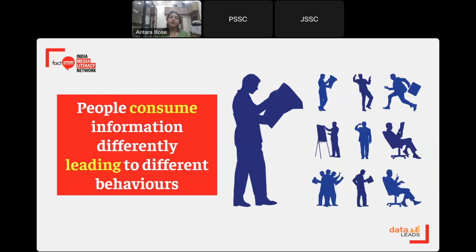But the problem is that people consume information differently, leading to different behaviors. For example, let's take: कल से lockdown लग रहा है, across my state or anybody's state. I will react to that information differently than my friend, and he will react differently than his friend. Because we are humans, we have this tendency to react differently, and that is where it matters how you consume a particular piece of information.